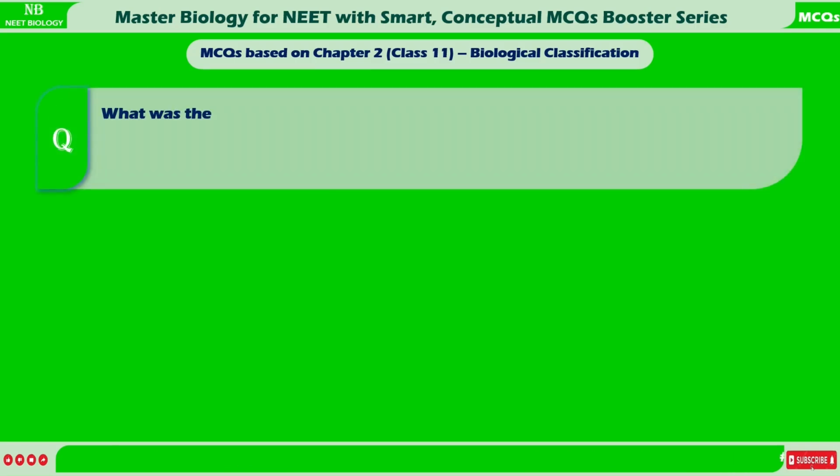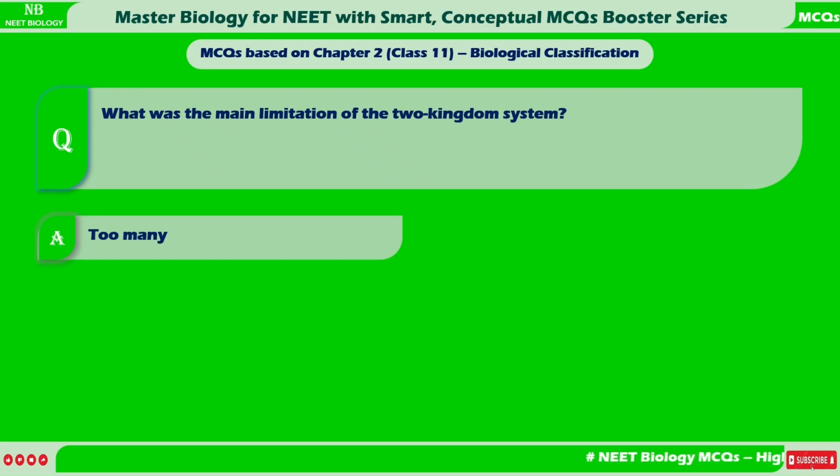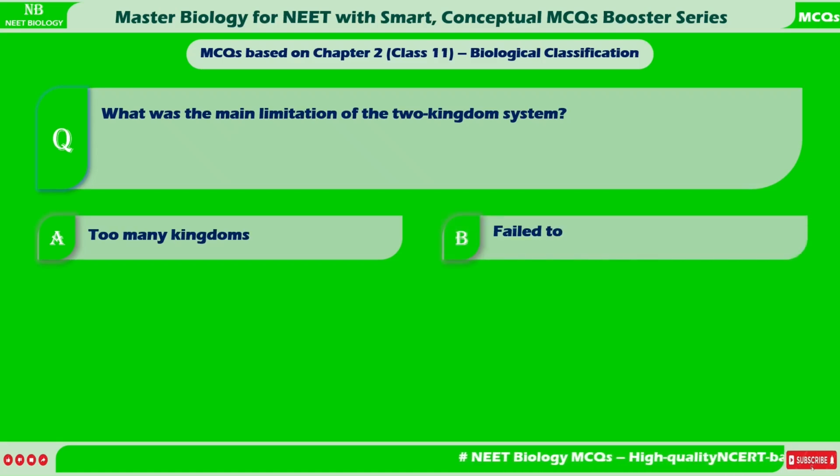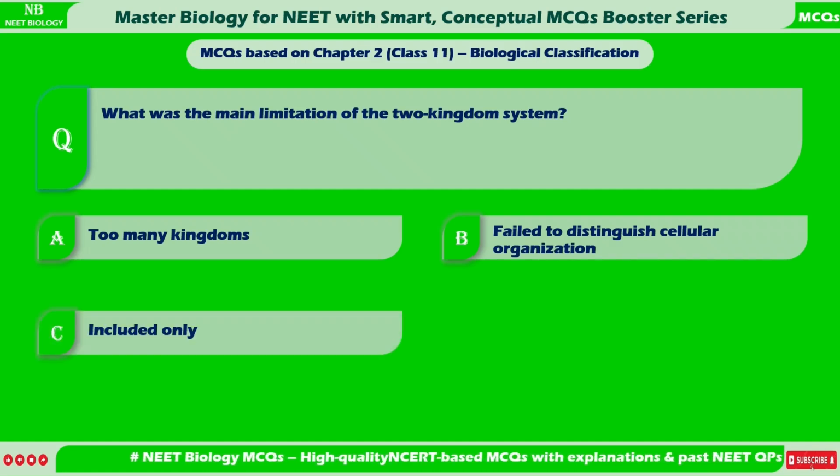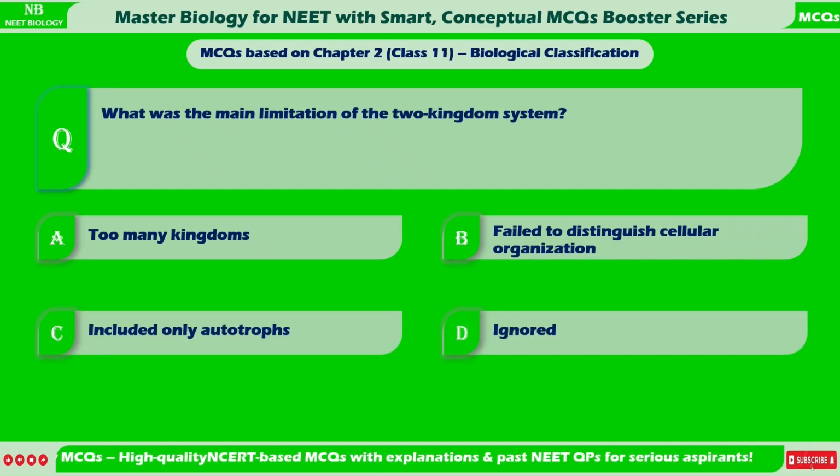What was the main limitation of the two-kingdom system? A. Too many kingdoms, B. Failed to distinguish cellular organization, C. Included only autotrophs, D. Ignored multicellularity.